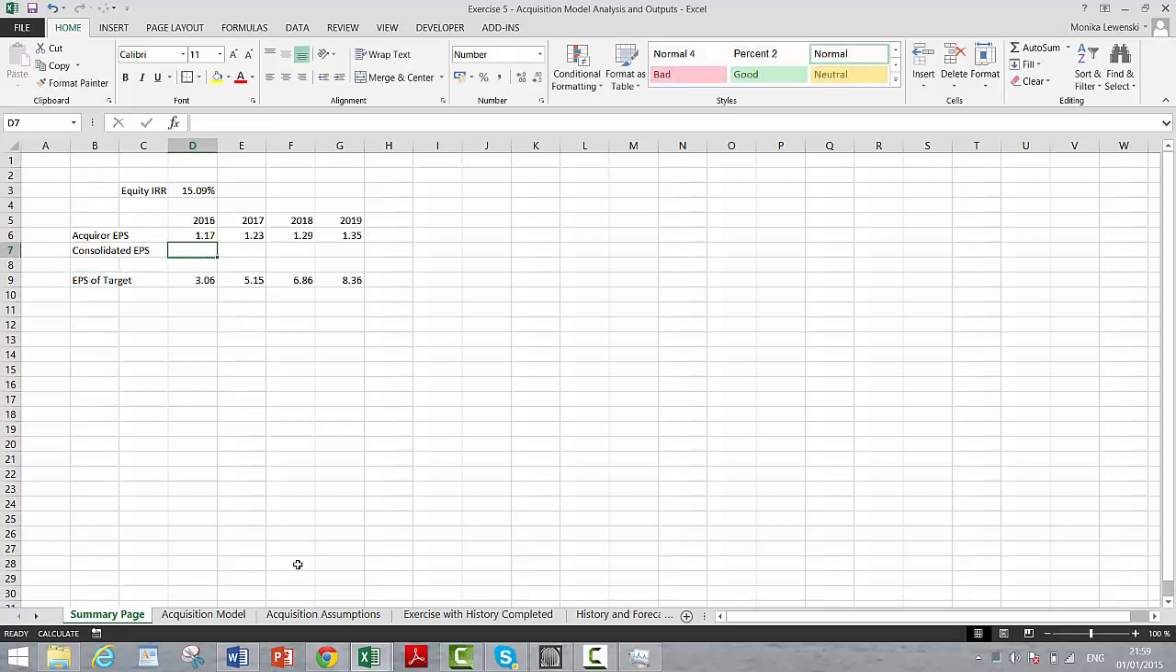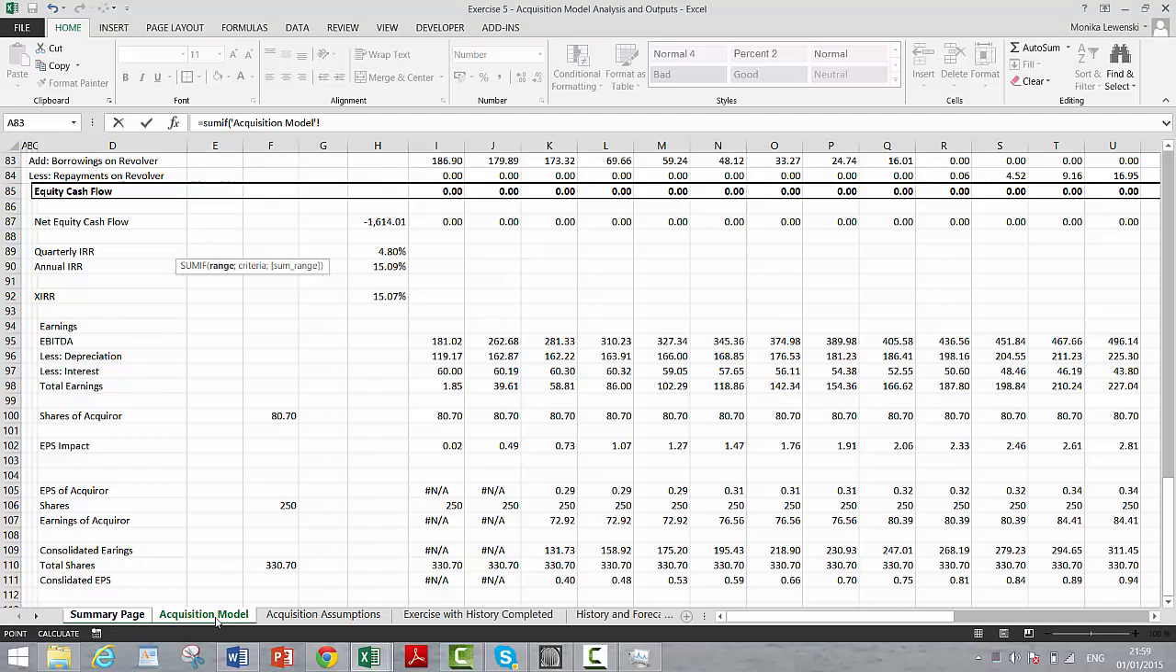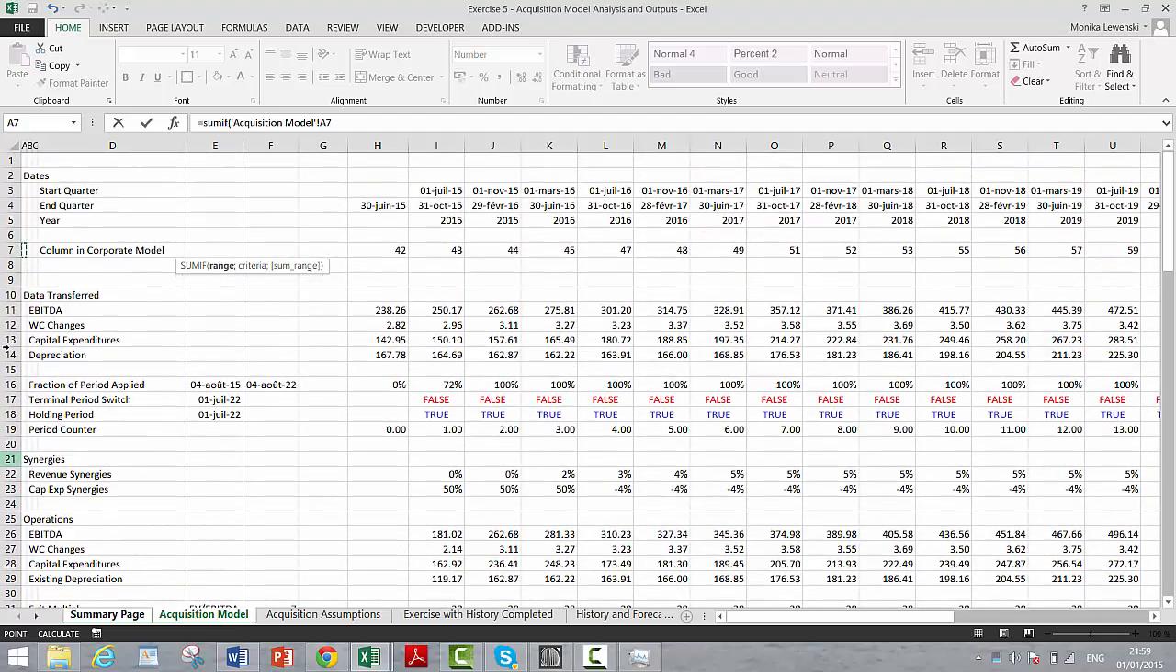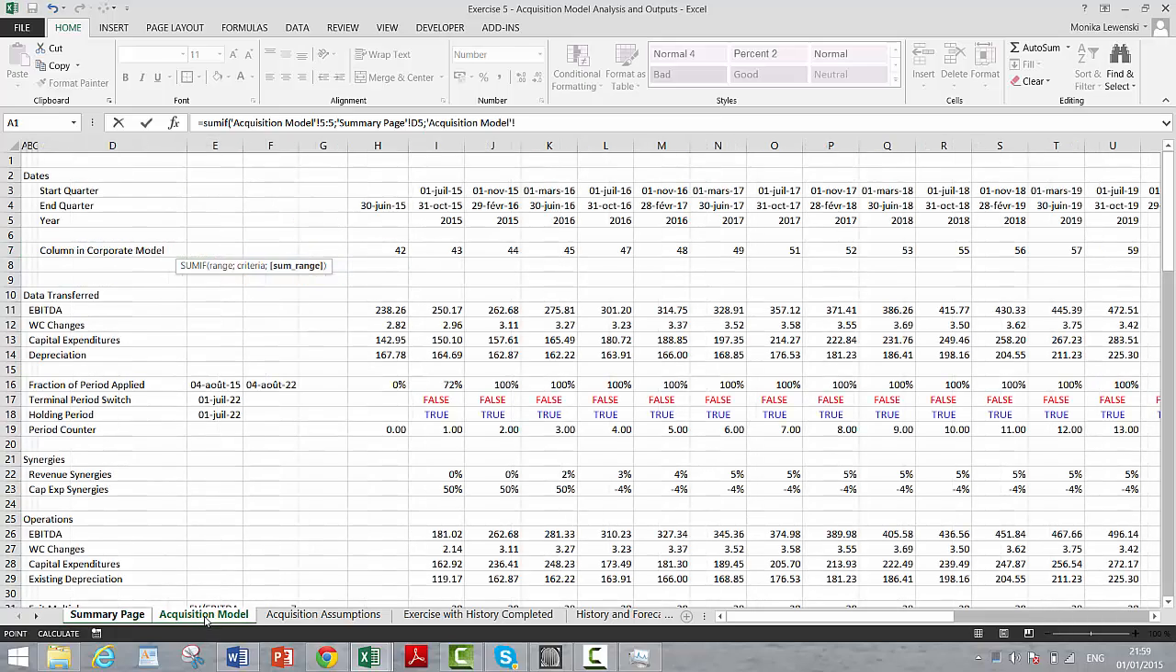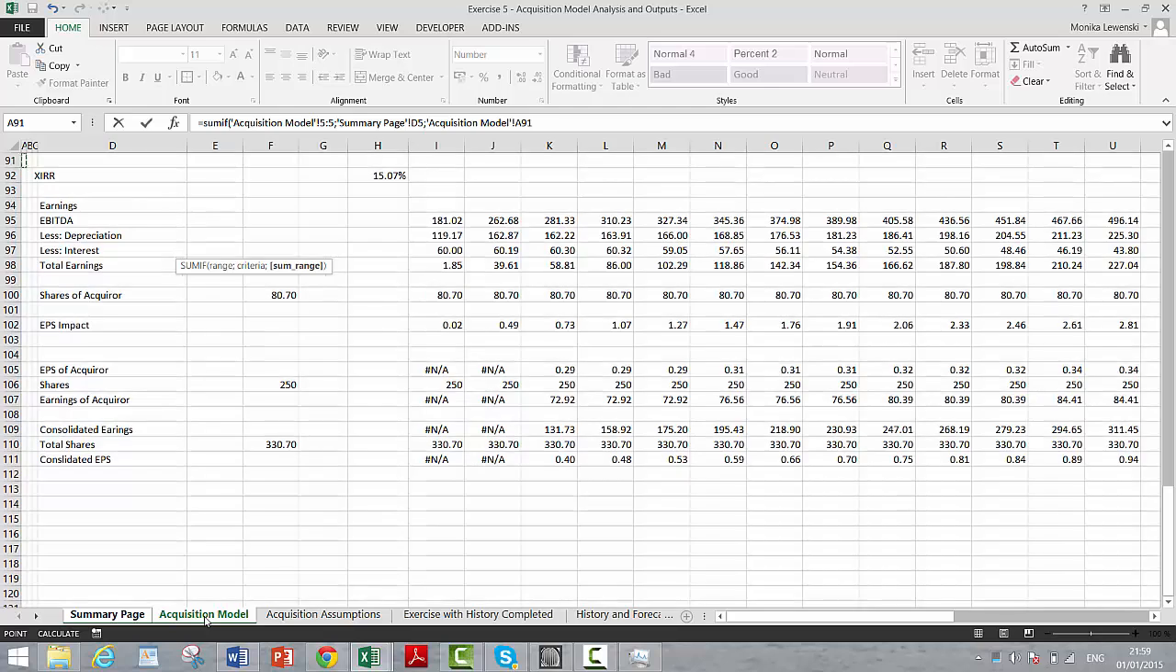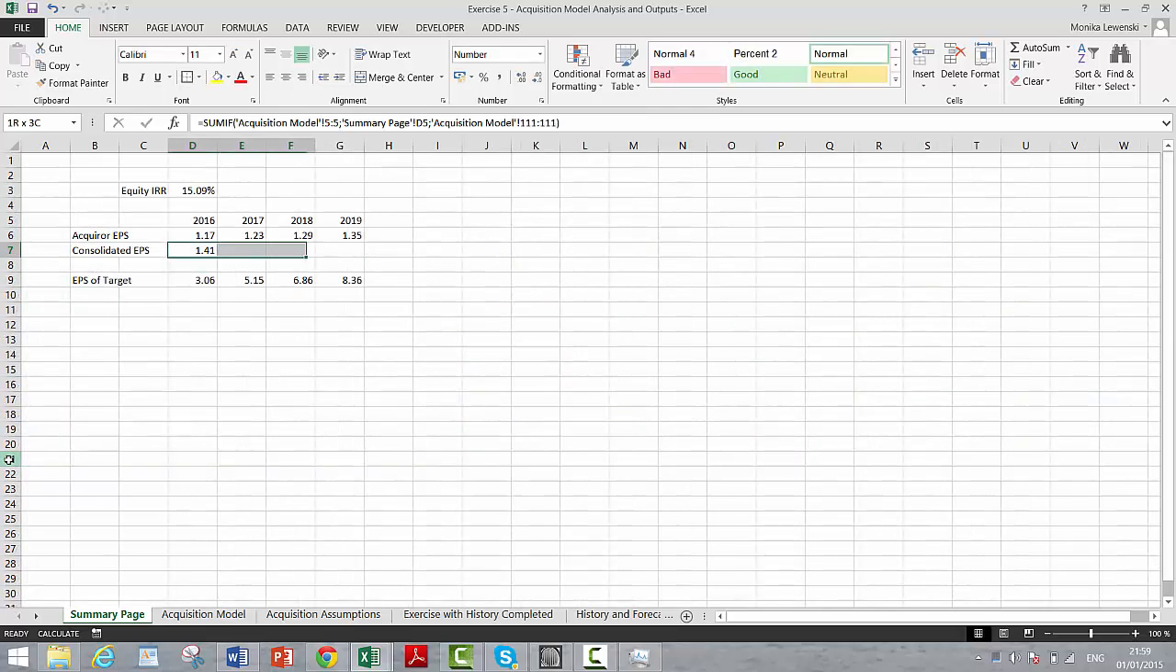Okay, and that's a SUMIF, and we click on, again, the acquisition model, go up to the year, click on the summary page. I hope you see that when you get used to this kind of stuff, if you haven't done much of it before, my suggestion, my strong suggestion, you won't listen to me, I'm sure, is to just try.